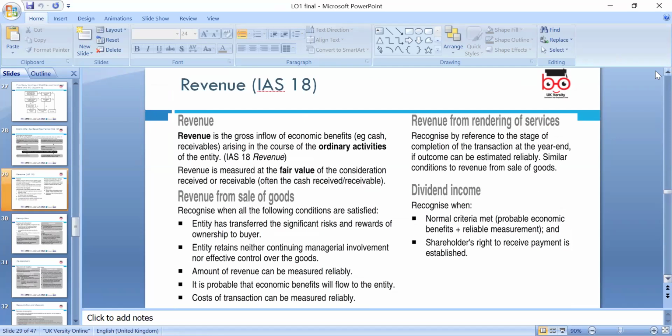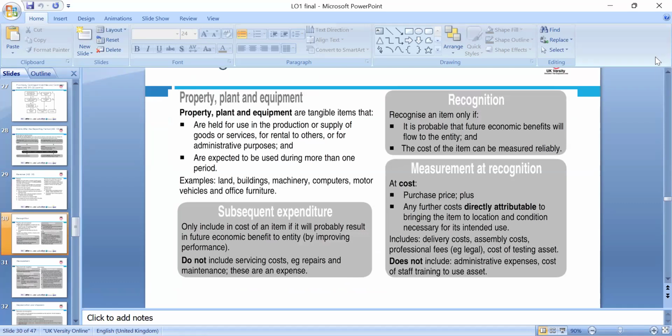The entity has transferred the significant risk and the relevant ownership. The entity retains neither continuous managerial involvement. The amount of the revenue can be measured reliably, the possible economic benefit will flow to the entity, and the cost of the transaction can be measured reliably. Then we can recognize it in the books of account as revenue, and the proportion of the work is, so that's what we need to be proportionate.